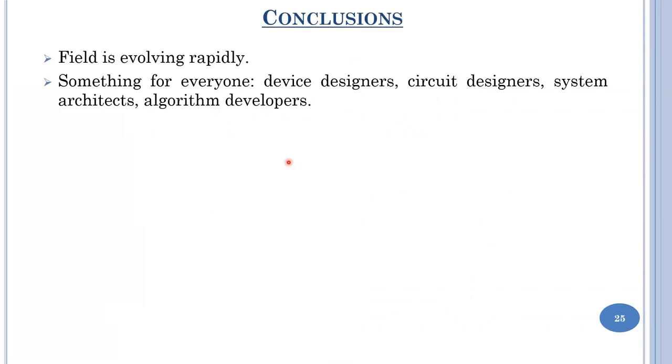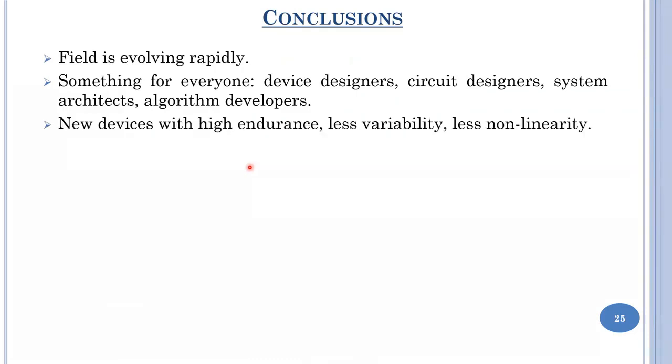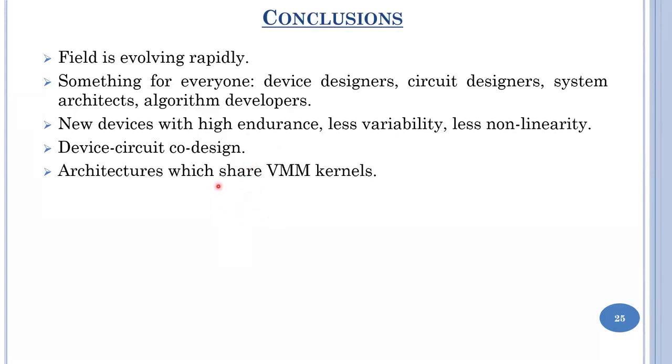So to conclude, this field is evolving very rapidly. It has got something for everyone: for device designers, circuit designers, system architects, even for algorithm developers. At the abstraction level of devices, we need new memory devices with high endurance, less variability, less non-linearity. We also need circuit designs which can exploit these unique characteristics of these devices for several applications. Then we need architectures which share these circuits as their VMM kernels. We also need algorithms for hardware friendly training and processing of these neural networks on hardware.